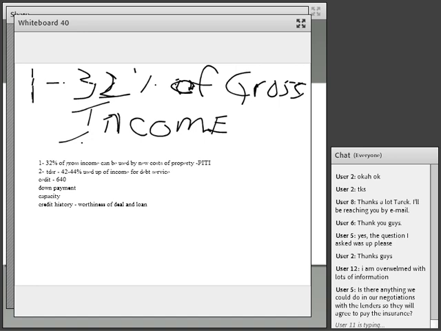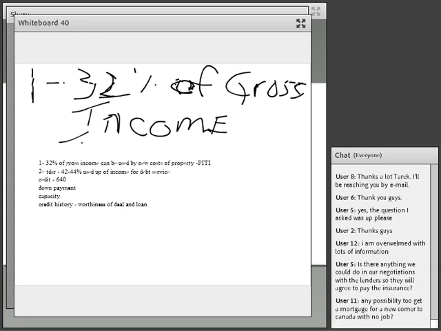I've never seen it, my friend. I won't say it's not possible. Yeah, I mean, they pay the insurance if you're putting down 20%. That's because they're insuring themselves, right? Any possibility to get a mortgage with less than 20%? No.